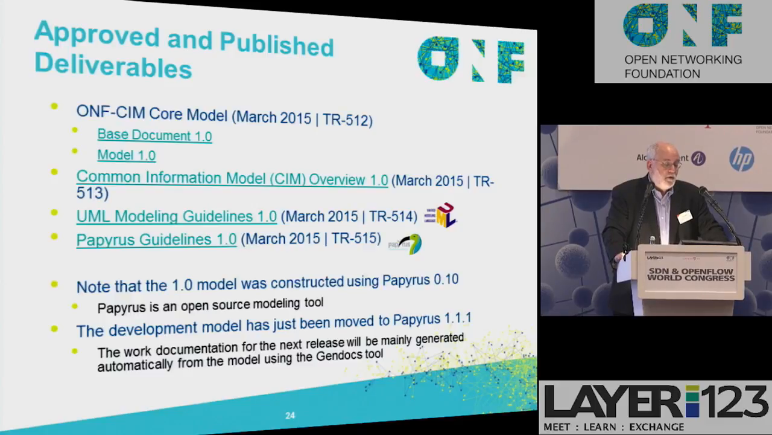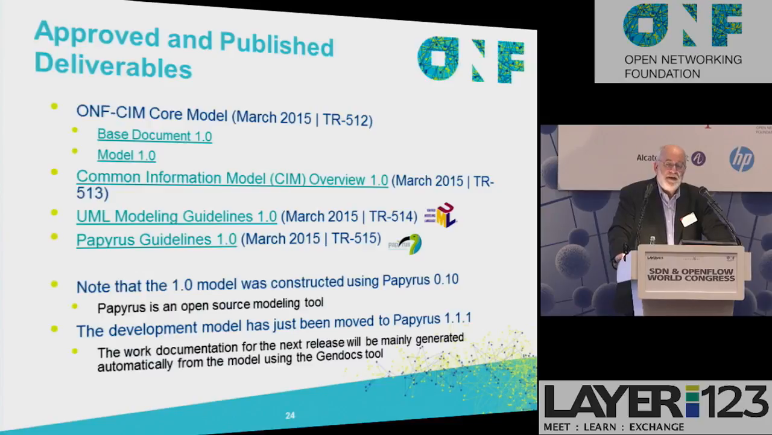So the documents that we've published to date are the ONF Core Information Model version 1, base model 1.0, the Common Information Model overview, so it's an overview to help you get an understanding of how it all works, and guidelines that we used for when we wrote the model in the UML language. We use a tool known as Papyrus, which helps to write the UML in the first place. So these are the guidelines for how we use Papyrus. It's an open source tool for writing UML. And note that the 1.0 model was constructed using Papyrus 0.10.